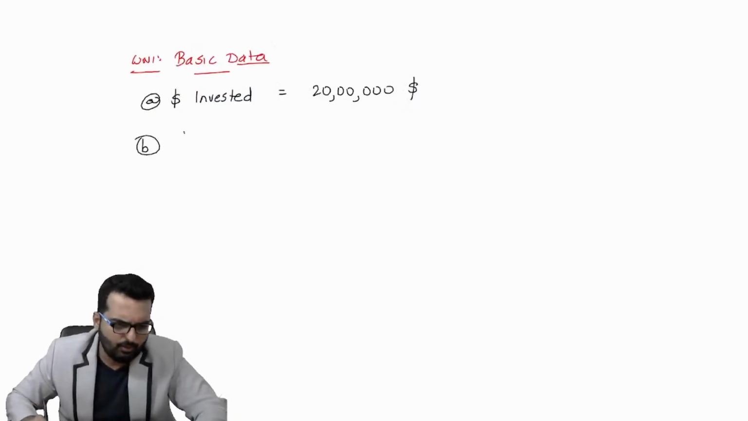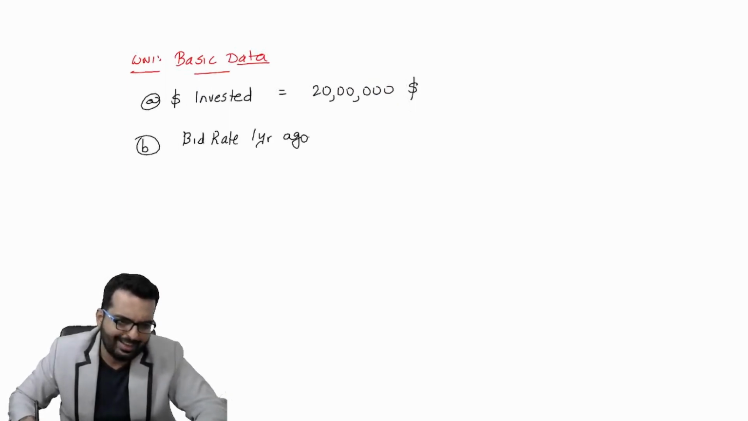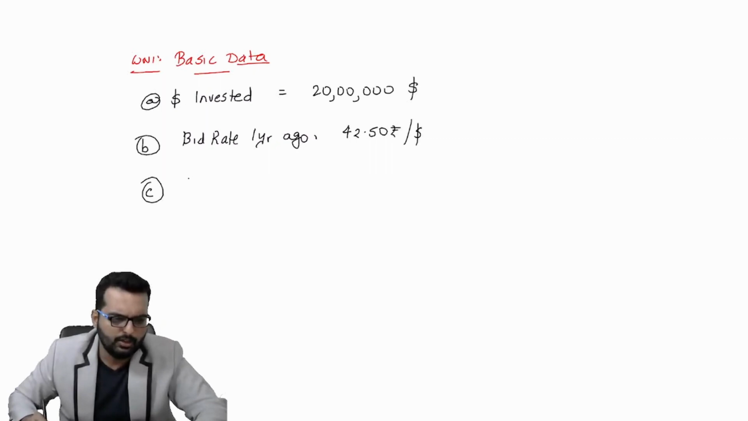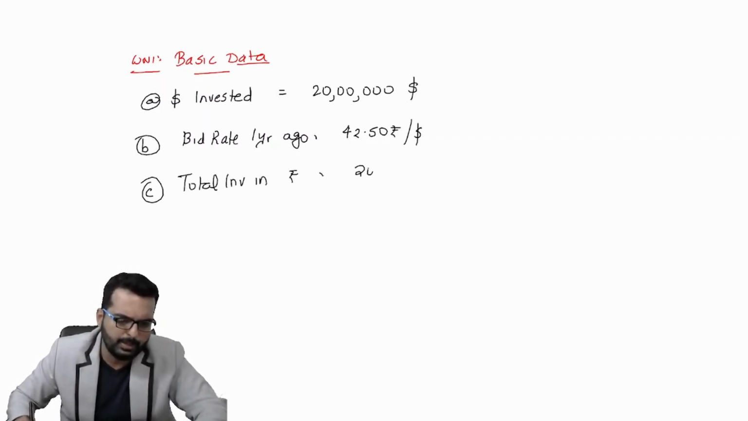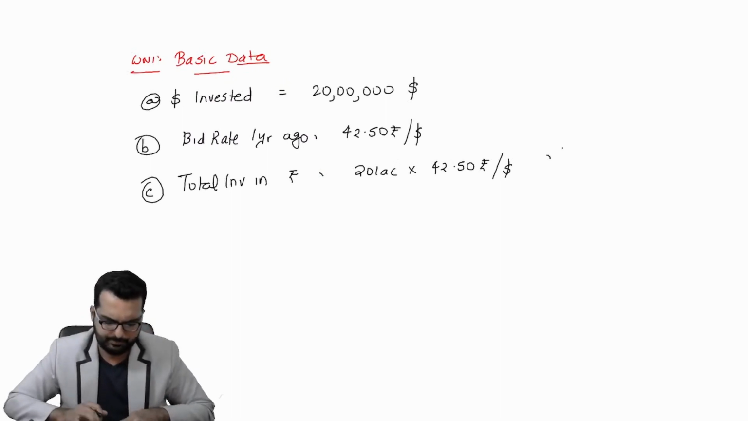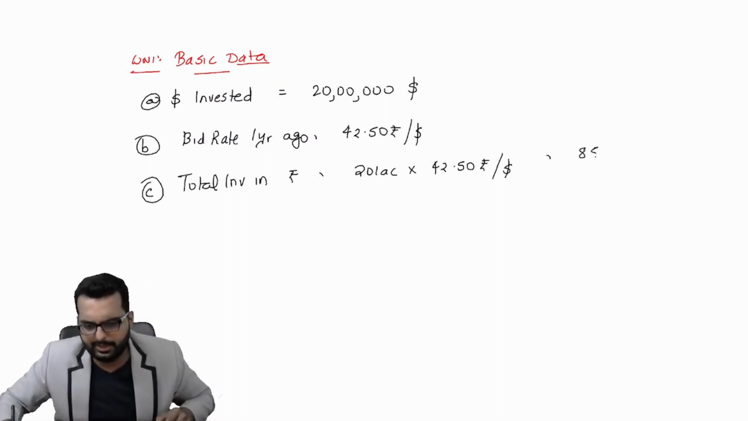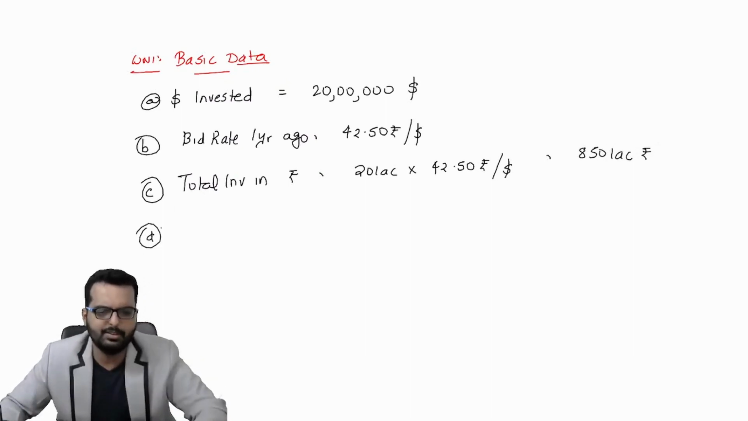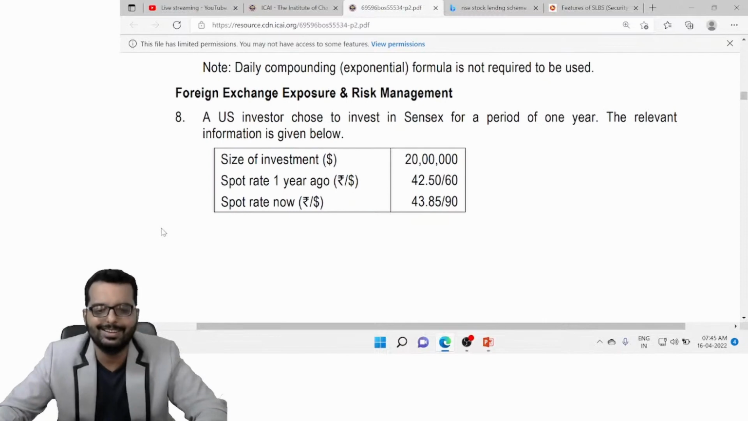So I'll write down what was the bid rate 1 year ago. How much is that turning out to be? Do you get the answer as 42.5 rupees per dollar? Correct. So total investment made in rupee would be 20 lakh into 42.5 rupees per dollar. So do you get the answer as 850 lakh rupees? Correct. This much of money has been invested where? It has been invested in the Sensex.